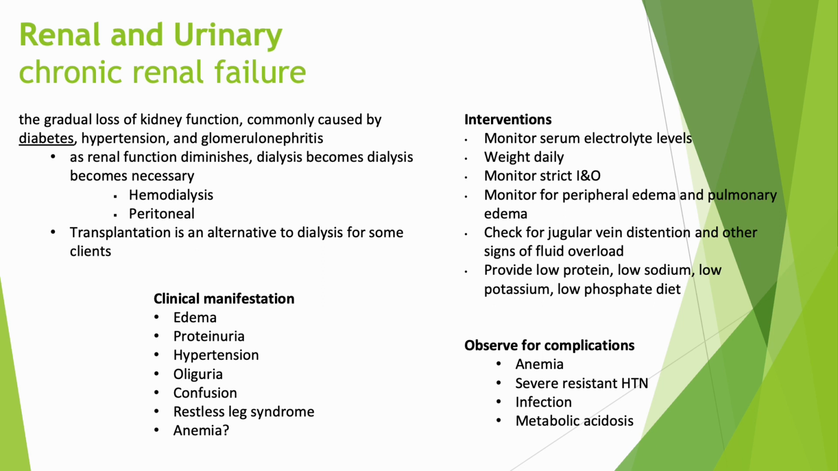Anemia. Why? Because there's no erythropoietin, because the erythropoietin stores have depleted along with the kidney failure. Severe resistant hypertension. Yep. That's a big problem. Infection and metabolic acidosis. Yes, absolutely. Yep. I love what we monitor for. Maintain strict intake and output is always going to be a thing.